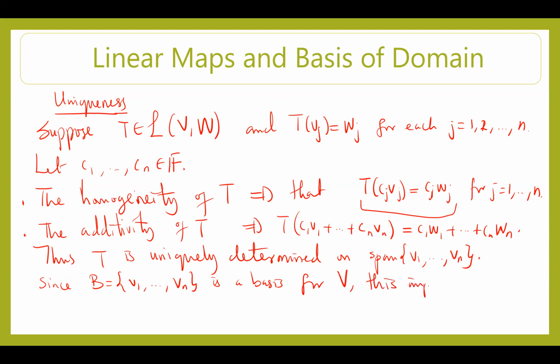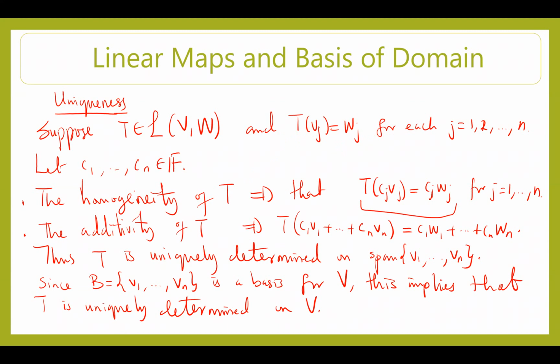This implies that T is uniquely determined on V. Let me recap what I've just discussed here, okay? Suppose T is a linear transformation, and we've shown that already, okay? And T(Vj) equals Wj for each j.